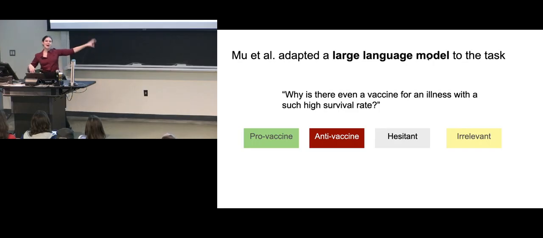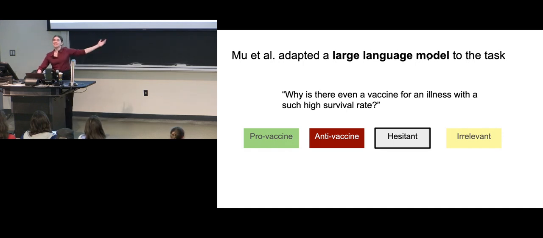Something could be on the topic of the pandemic. It could even have a keyword and not really express a stance at all, and it's kind of irrelevant. So that's something that you only get by really looking at the data. But they had that insight, and they trained a model to do this. So in this case, they labeled this as, for example, a hesitant tweet.